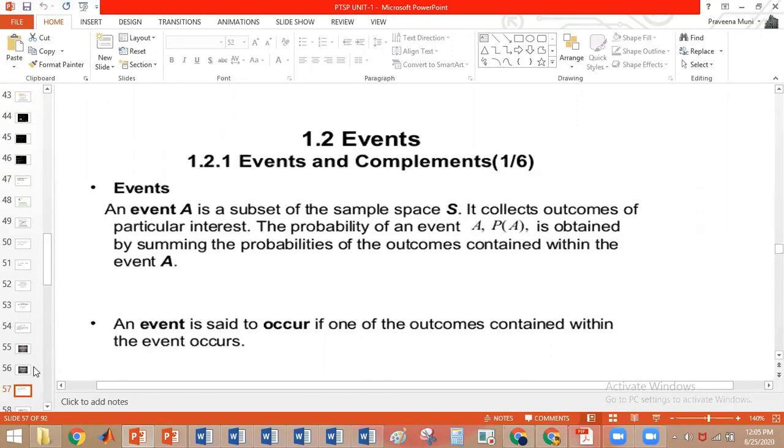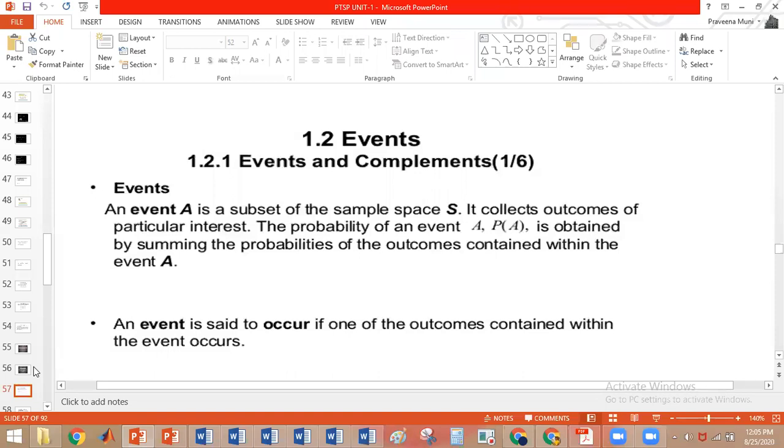Just now we have discussed what a sample space is. Students, please unmute yourself and tell me what is a sample space. The all possible outcomes. Yeah. So when you conduct an experiment, all possible outcomes of the experiment will be kept in the sample space. Very good. So the sample space will have all possible outcomes of an experiment. An event is a subset of the sample space.